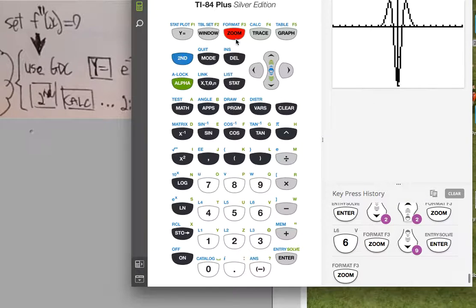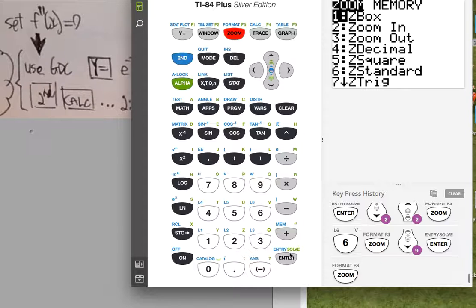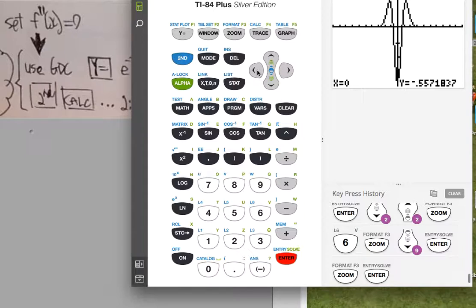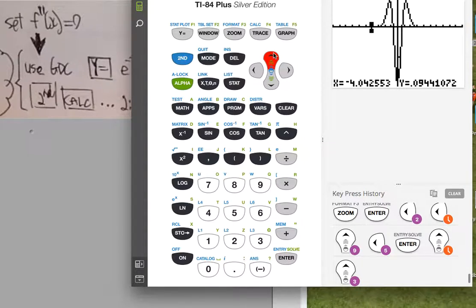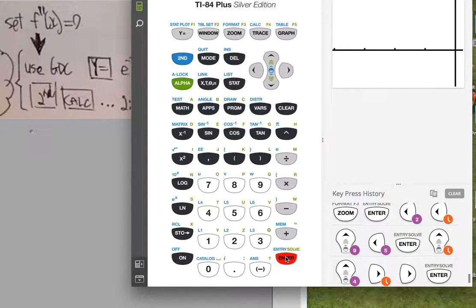So you can go zoom, zoom box, enter, and then move your cursor to the area of the function that you want to investigate. So I'm going to go up. It looks like a symmetrical function, symmetrical about the y-axis that is, so why don't we start our box here, hit enter, move up across the x-axis, and then move across basically to the y-axis, and let's see if we can in fact discern what's happening in that area.